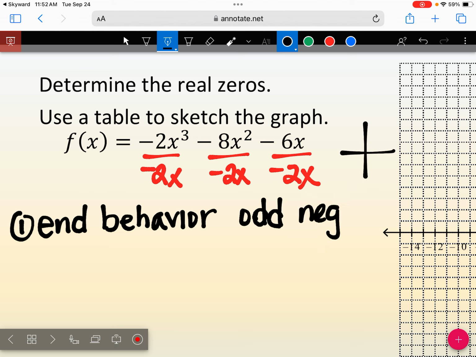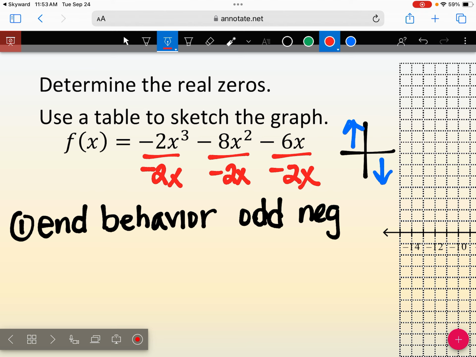So because it's odd negative, I know that the right arrow is going to do what? Go down. Because it's negative, what is it going to do on this side? Go down. Because it's odd, what is it going to do on the left? Go up. That's really important. Okay, so now that we know our end behavior, let's continue factoring.